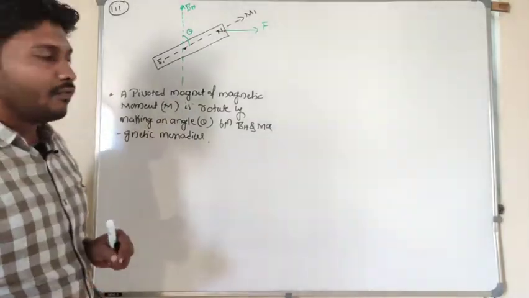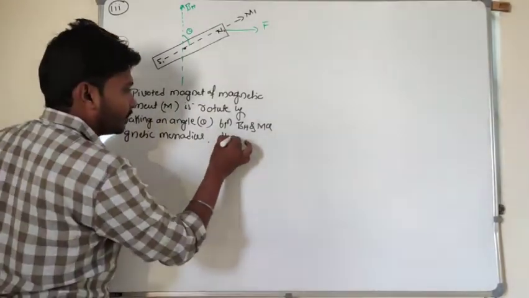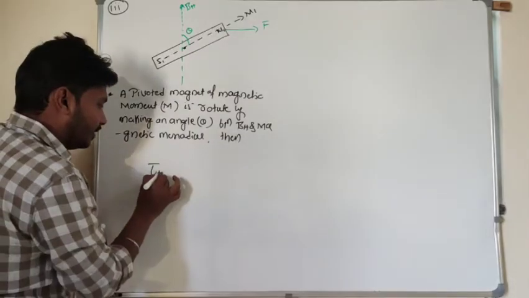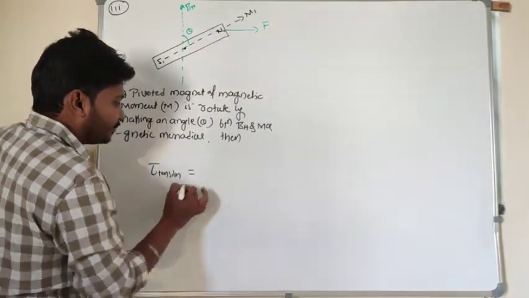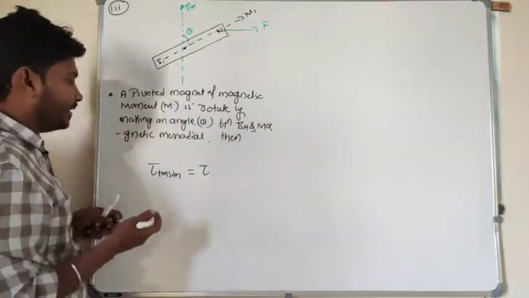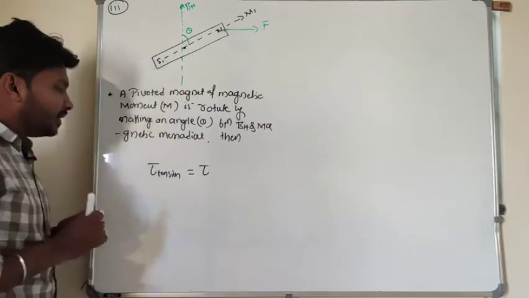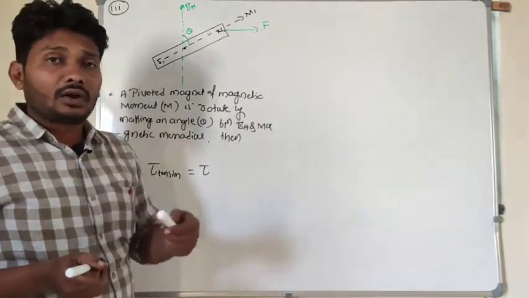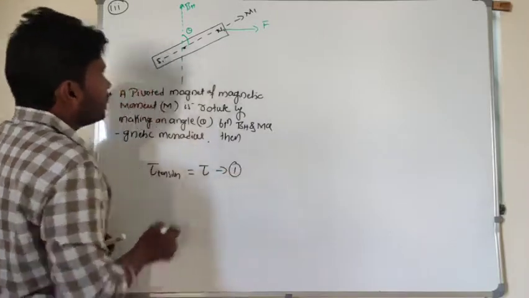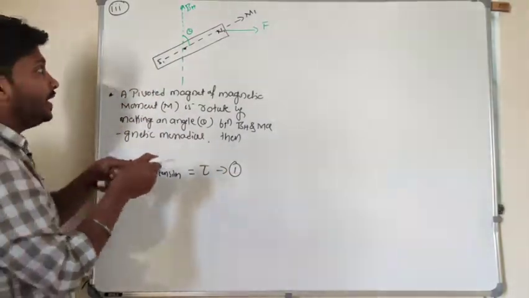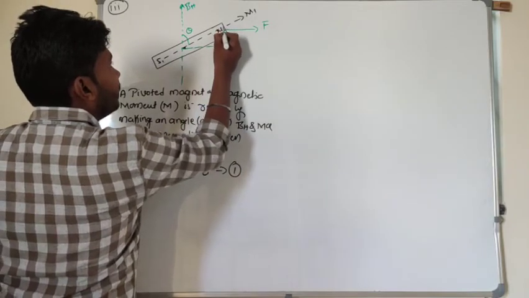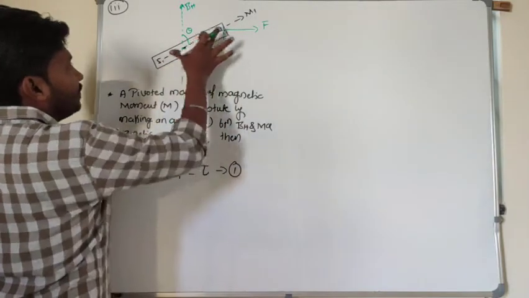Then I want to find out, under equilibrium condition, the tension in the string, which is equal to the torque acting on the magnetic dipole here, right? So the tension in the string is equal to the torque, which is force into perpendicular distance. Now from this diagram I want to find the perpendicular distance here. Which thing do I need to find out here? The perpendicular distance I need to find.